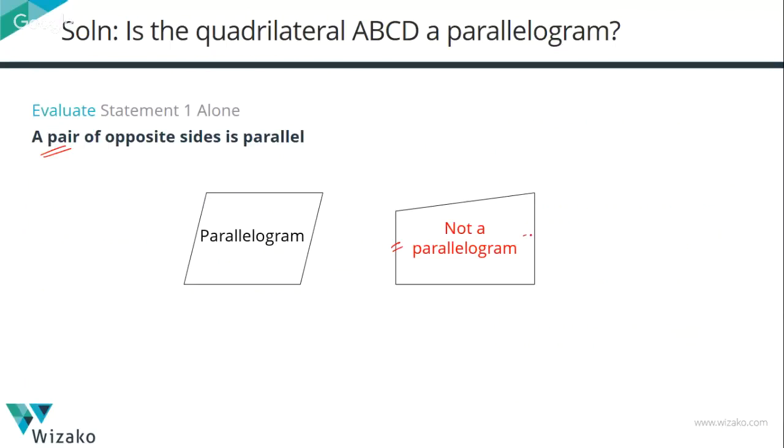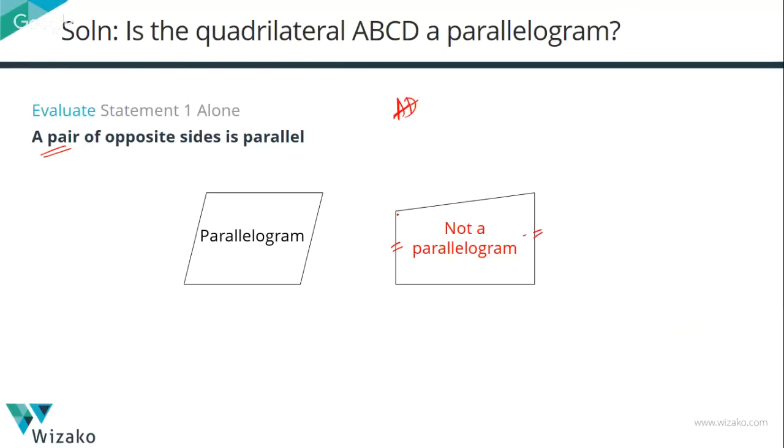These two sides are parallel, while these two are not parallel. It could very well be a trapezium. So the catch is, it doesn't say the opposite sides are parallel. It's saying one pair of opposite sides is parallel. It doesn't even say only one pair. If it said only one pair, I would have said it's not a parallelogram. A pair is parallel. Good. Could be both pairs, could just be one. So we are not coming up with a definite answer. So statement 1 alone is not sufficient.